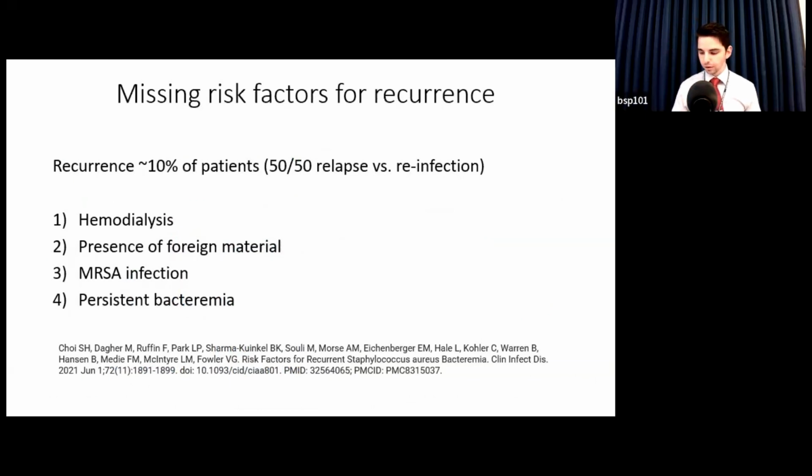The last pitfall is missing patients who have a risk for recurrence. Recurrence happens in about 10% of patients, and it's 50-50 relapse, or recurrence of the same infection that patient had before, and then reinfection, which is a new bacterial strain causing new infection. But these are the big 4 risk factors for recurrence: being on dialysis, having foreign material placed, MRSA infection, and persistent bacteremia. So if your patient has these, it's someone who you want to pay attention to a little bit more after they finish treatment.